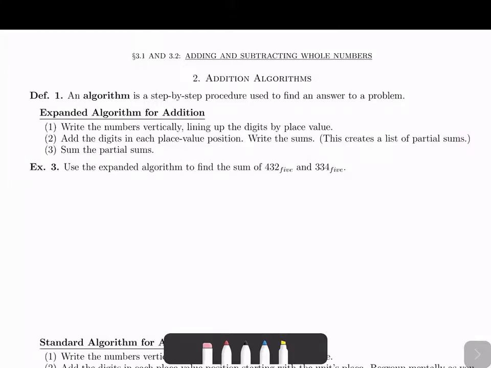These are really common in math, but also in computer science. Your computers run on algorithms. So we have two different algorithms that we're going to talk about for addition. The first one is the expanded algorithm. This is an algorithm that tells us how to add two numbers. So let's go through it.